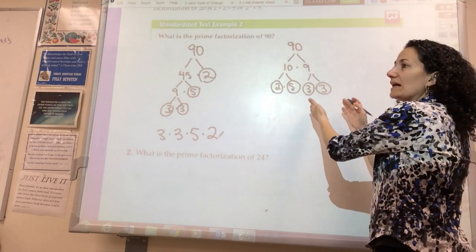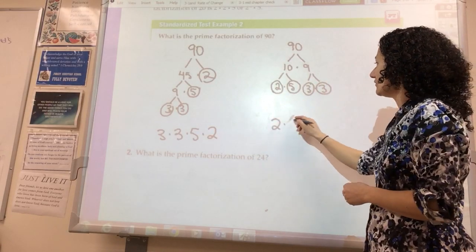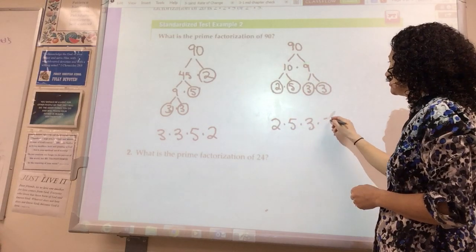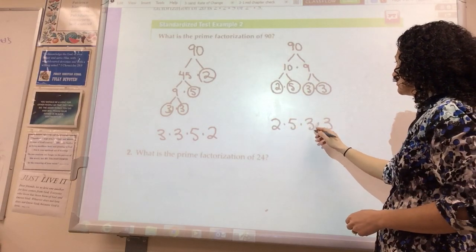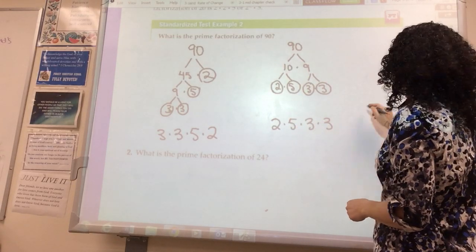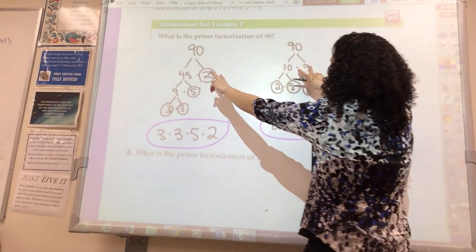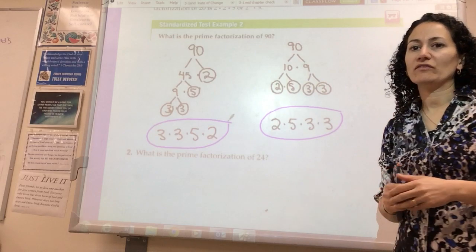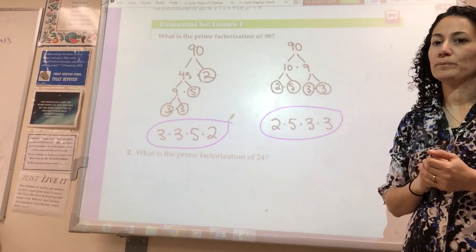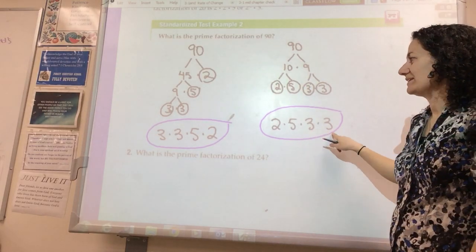And look, that's exactly what I got over here. A different order, but the same result. 2 times 5 times 3 times 3. These are the exact same results. No matter what numbers you start with, you're going to get the same result when finding prime factorization for a number. How would you write that using exponents?